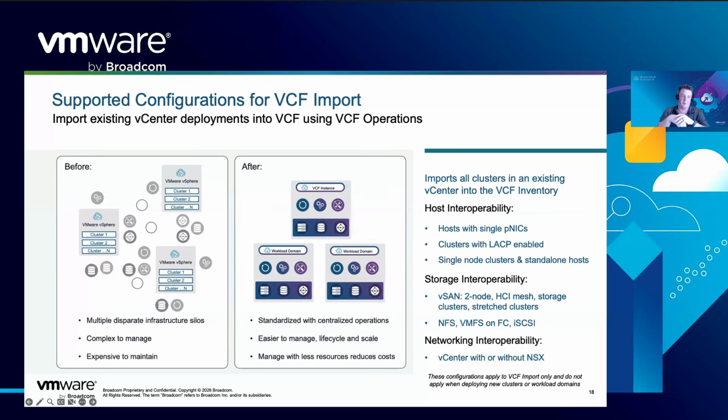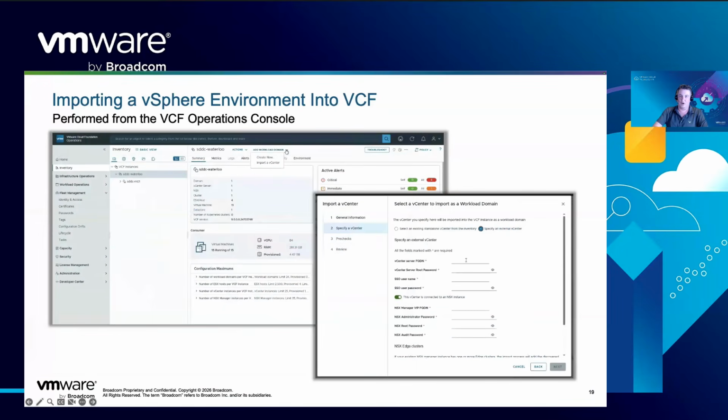And so this allows us to basically take and reorganize our stuff into that configuration. Let me think here. Yeah, so there are a few interoperability things, right? Such as LACP and interoperability of hosts, that sort of thing. But effectively, like I said, it allows us to bring it in as a workload domain as is. So that process is going to look like this, where when you do the import of a vCenter server, we can specify the external vCenter server, and it's going to allow us to do that.